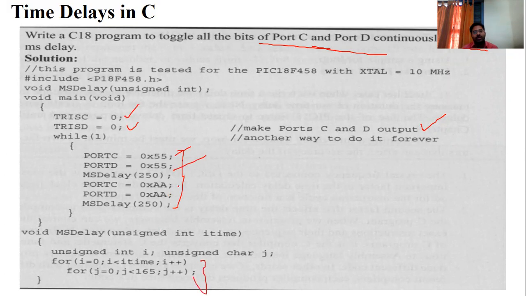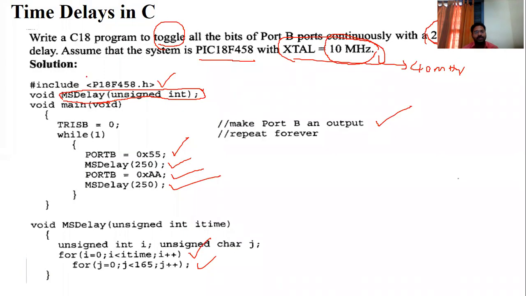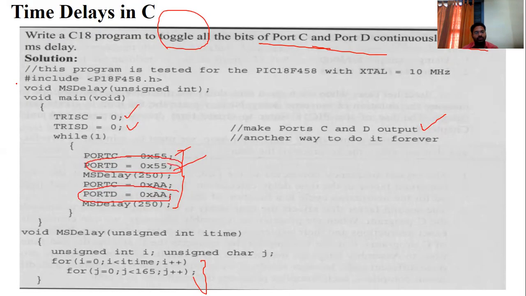Again, this is toggling. The only change is that you represent the port D value. See this. The only difference between program 1 and program 2 is that you simply represent the port D value. Otherwise, the whole program is the same. Just simply include the port D value, with the same 250 millisecond delay appearing on port C as well as port D.